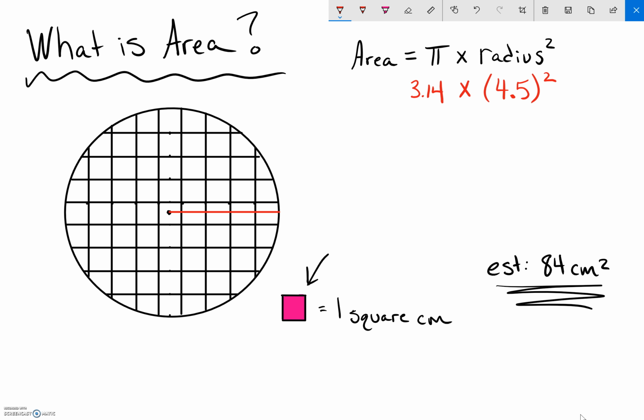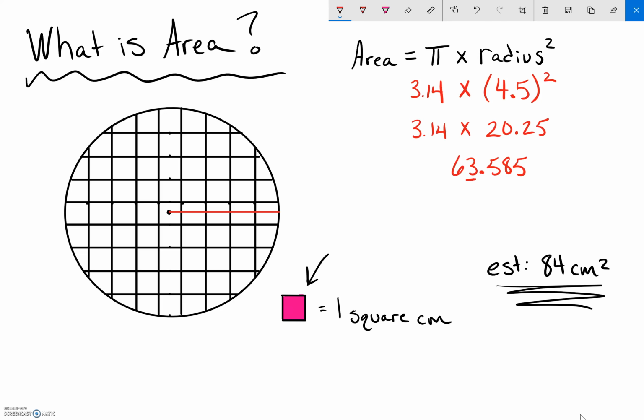Pull mine up. 4.5 squared is what we're going to do first, because exponents go first. That is 20.25. And we're going to multiply that by pi, by 3.14. Keeping in mind my estimate was 84, our actual answer is going to be 63.585. So a lot of the times we'll probably round this number to the nearest whole.